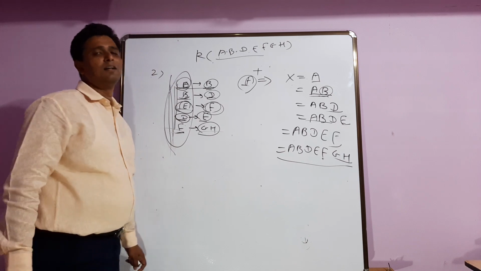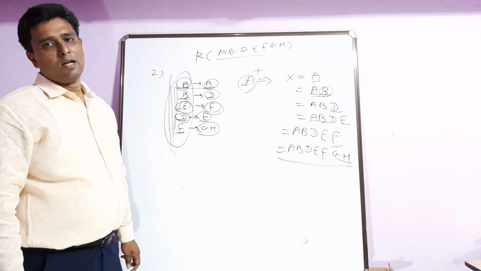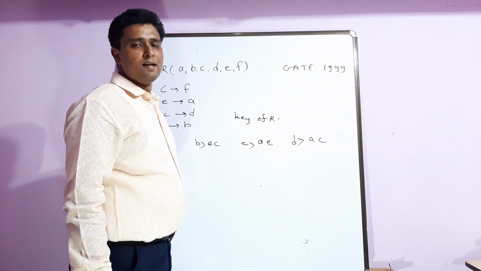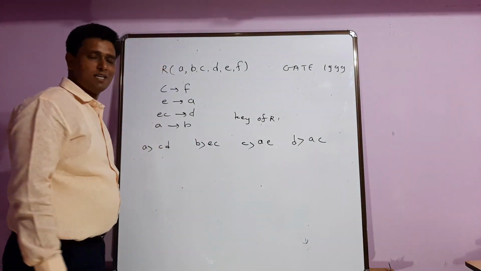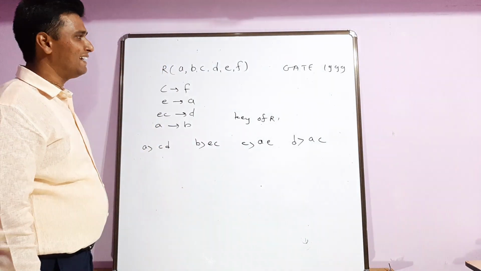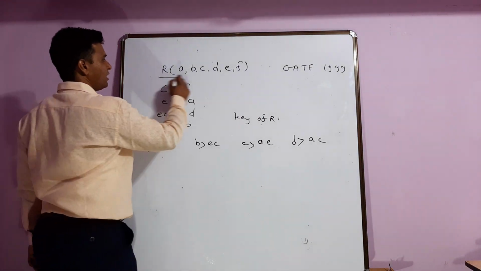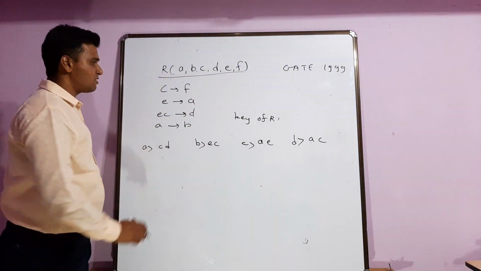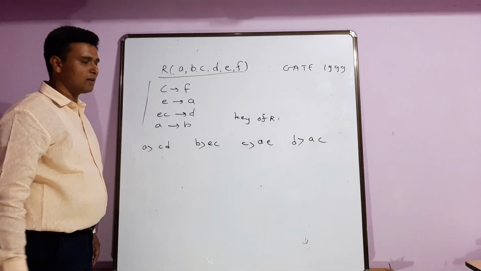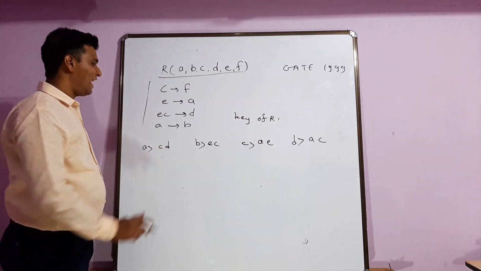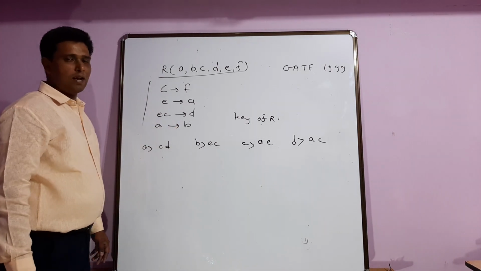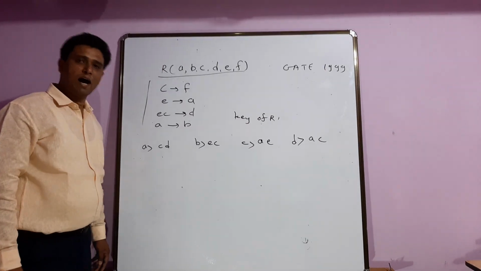So this is nothing but the closure set of attributes. Now this example, this question, was asked in GATE 1999. They have given the relation R(A, B, C, D, E) with functional dependencies: C determines F, E determines A, EC determines D, and A determines B.